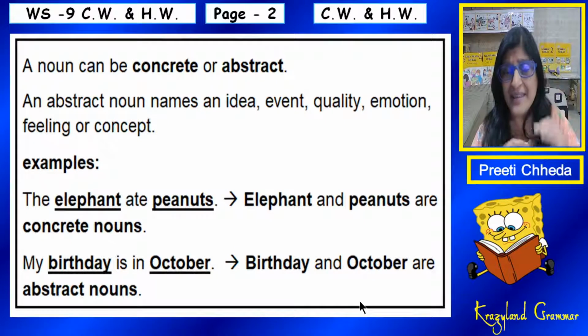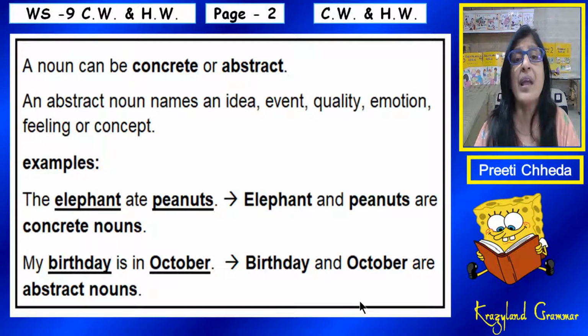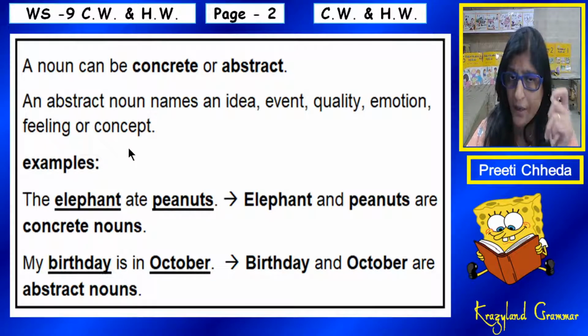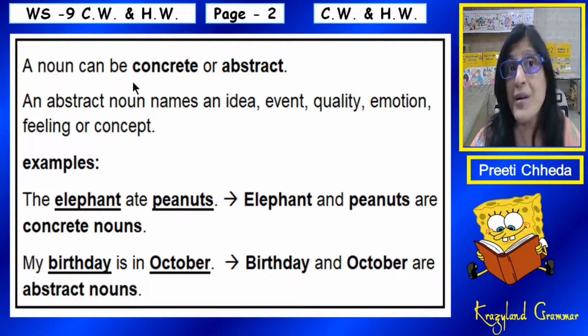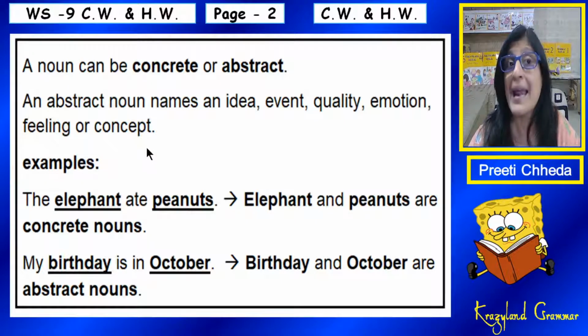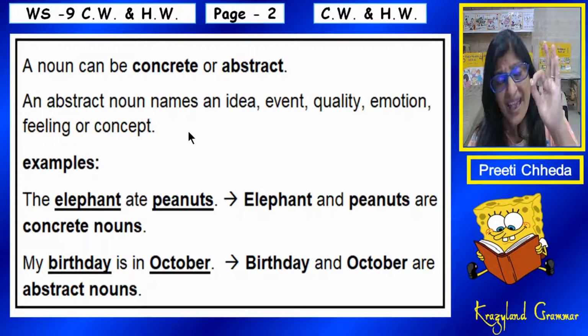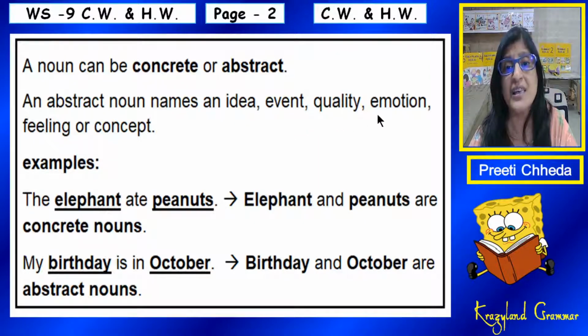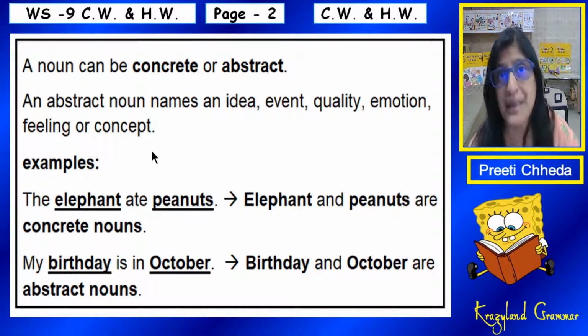Now I have divided page number 2 into 3 parts, and the first upper part, what you see in the box, is your reading, and you need to read it aloud. But before you read, we will also read it, and you also have to read it when you will be doing your homework later. A noun can be concrete or abstract, right ma'am? Noun can be concrete or abstract. And an abstract noun names an idea, event, quality, emotion, feeling or concept.